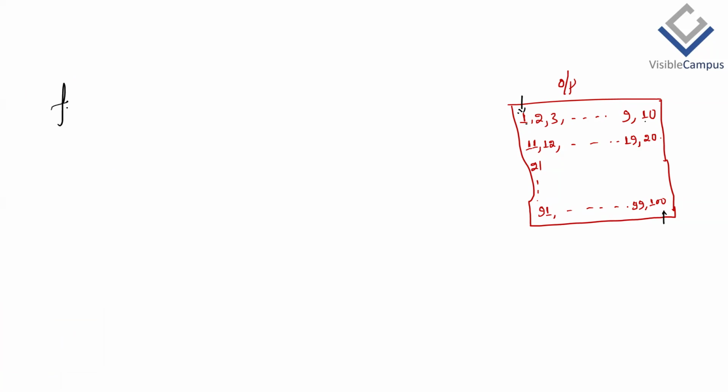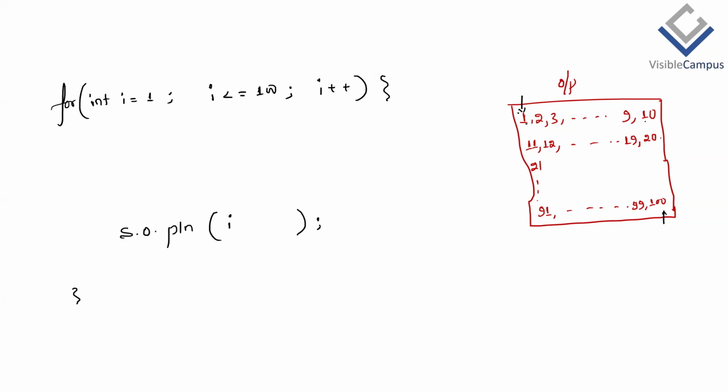So what's the loop? The for loop: int i equals 1, then i should be less than or equal to 100, then i plus plus, then the loop body. Normally, if you print it, for example, if I write System.out.println and print the variable i, what's the output? We are going to get each number vertically, 1, next line 2, like that.